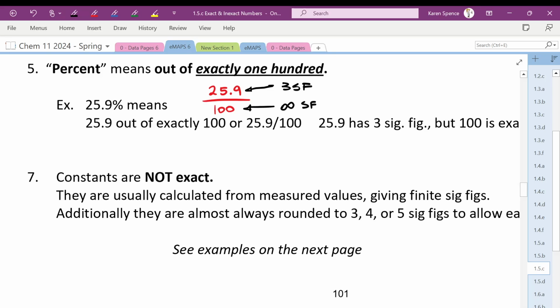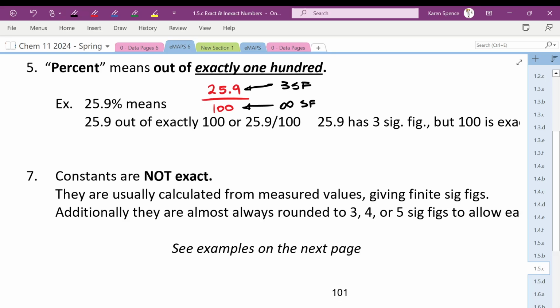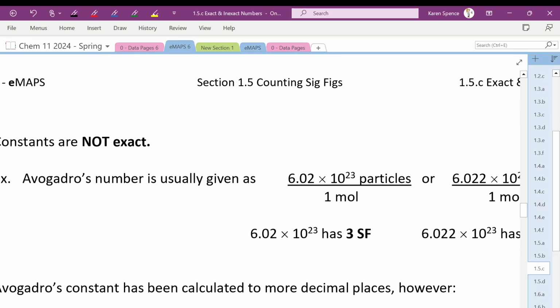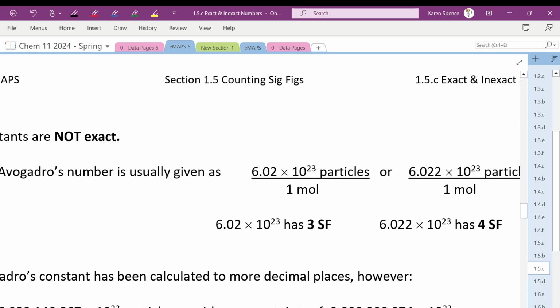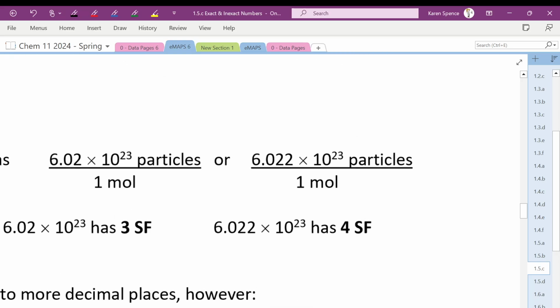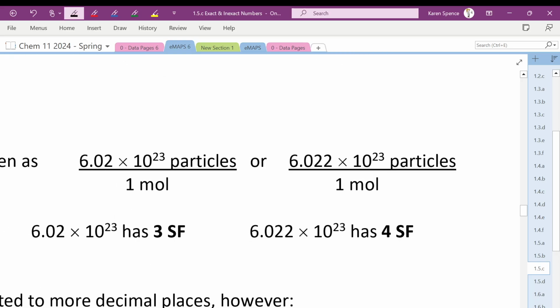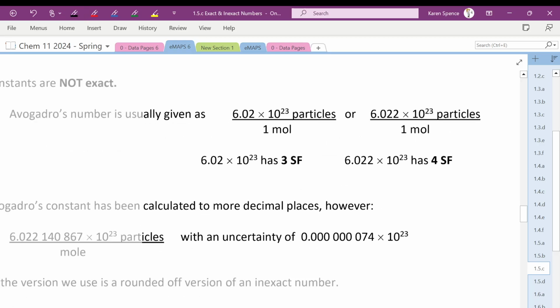Lots of constants are not exact. A mole is an example of that. That's 6.02 times 10 to the 23, Avogadro's number. If you were taking 11 enriched with me, instead of regular 11, we would actually use 6.022 times 10 to the 23, which shows you that you could go to more decimal places. And if you look it up on Wikipedia, you'll have a huge string of digits before you hit the end of the significant figures.